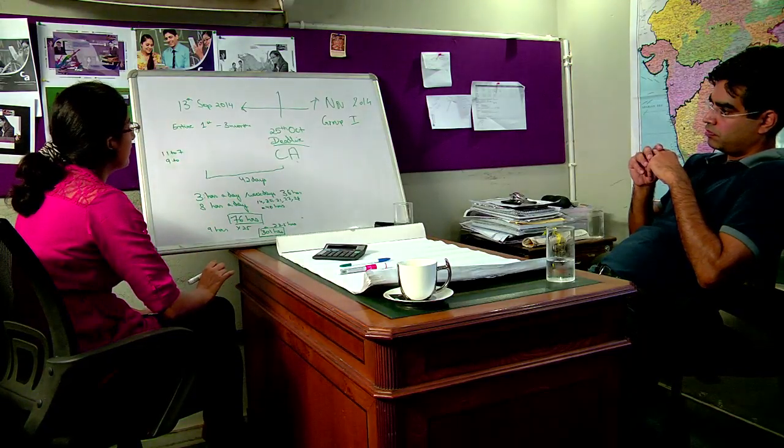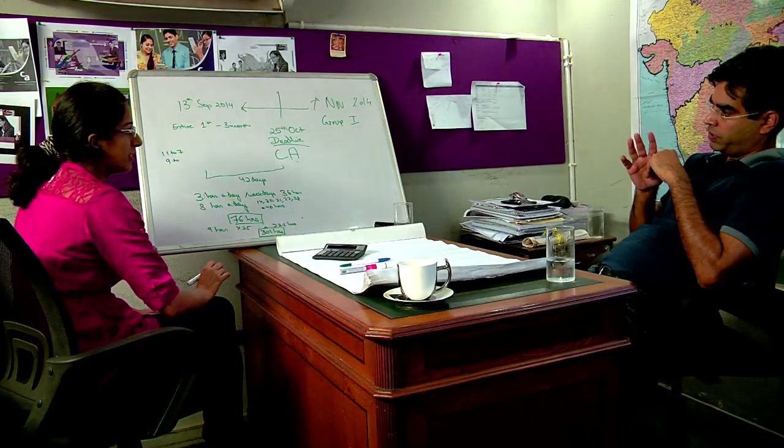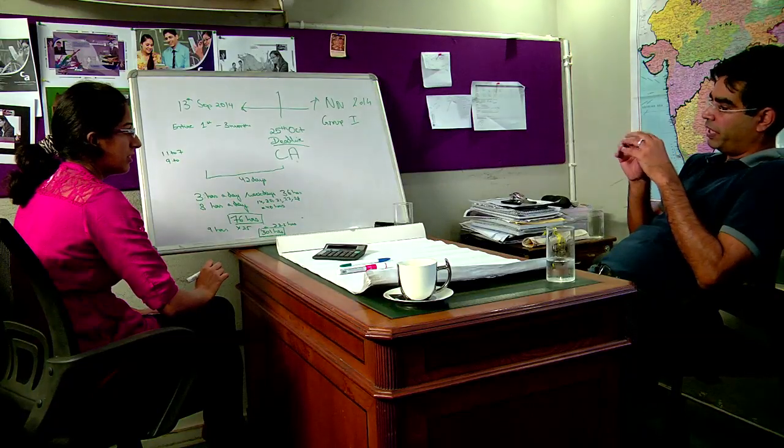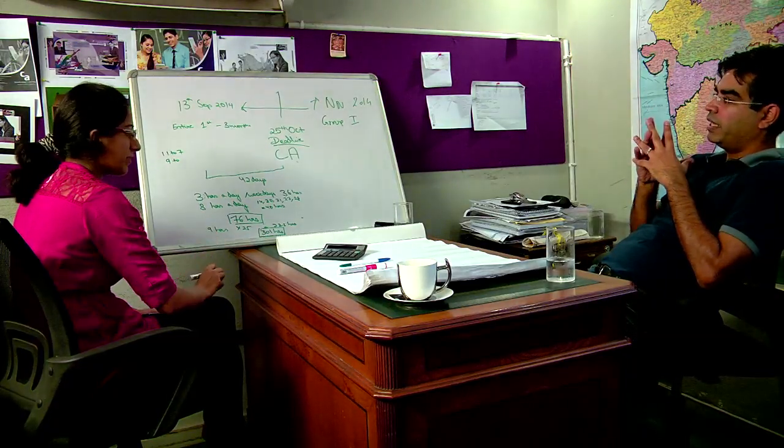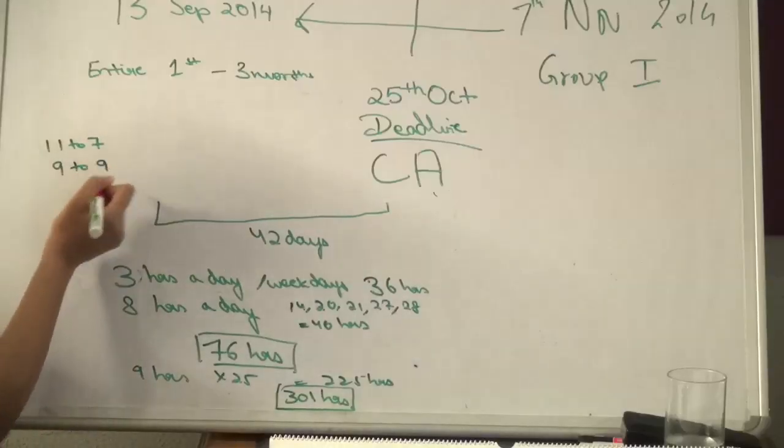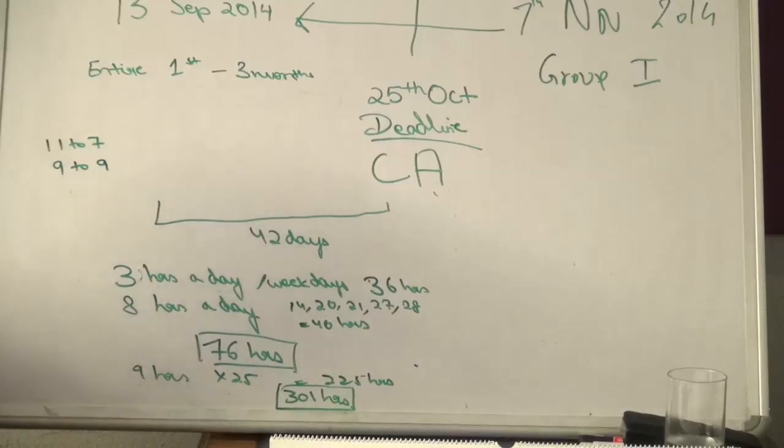Roughly 8:30. So you can say 9 to 9 you're out. 12 hours is gone there. 8 hours is gone sleeping. So out of 24 you've already taken 20 hours. You have 4 hours left.